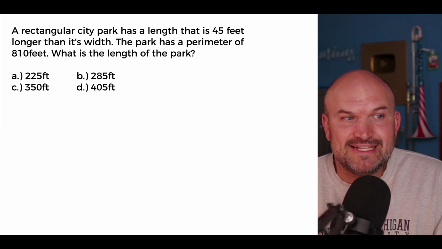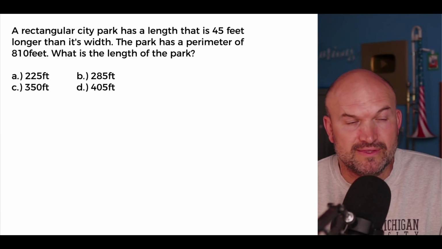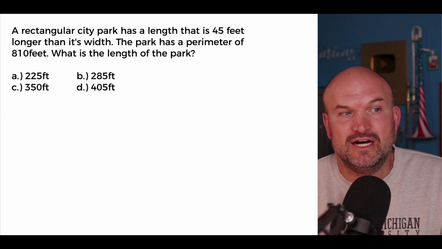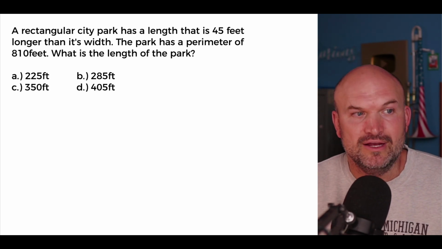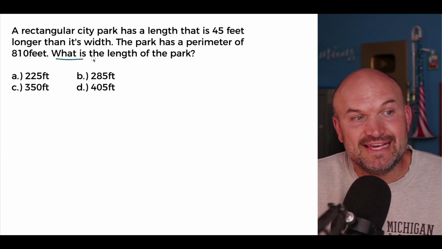This one says a rectangular city park has a length of 45 feet longer than its width. The park has a perimeter of 810 feet. What is the length of the park? All right, so very important: we need to understand what it is we're trying to solve. We're trying to find the length of the park.